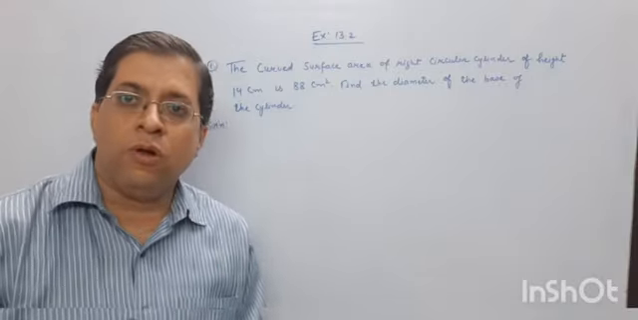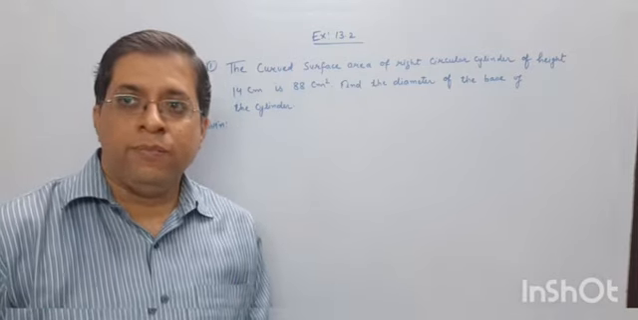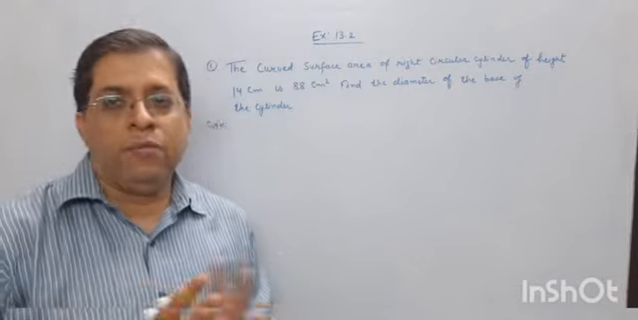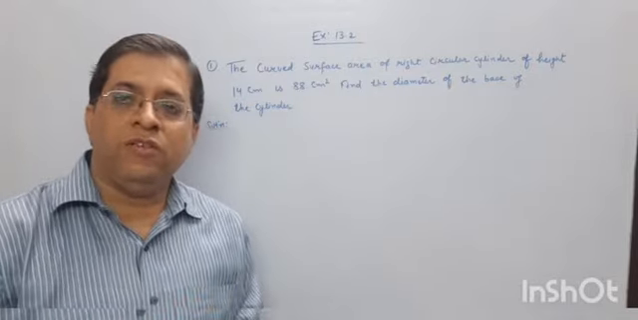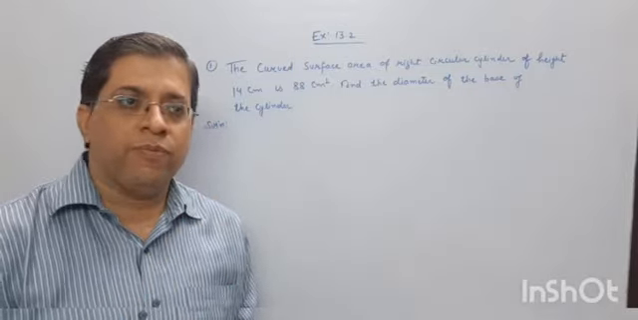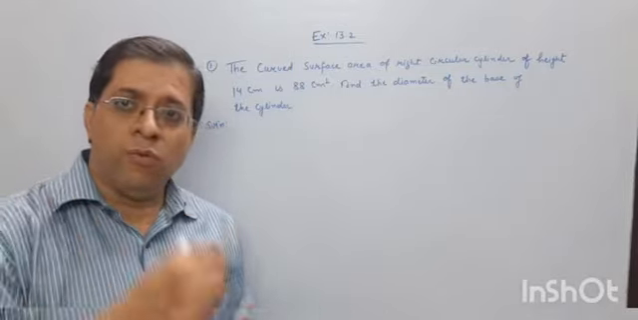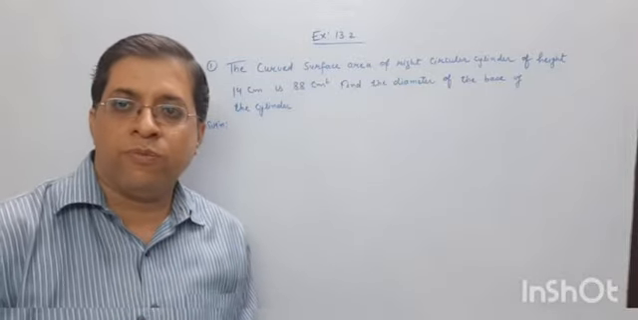Okay, first of all, what is TSA of cylinder? That is 2 pi r in bracket r plus h. What is CSA of cylinder? 2 pi r h. What is volume of cylinder? That is pi r square h.